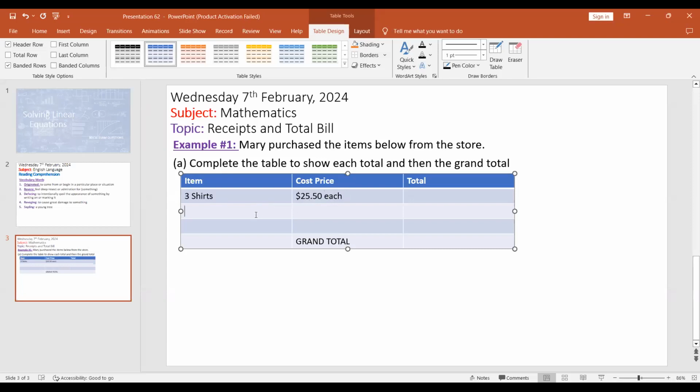And then we have 1 pair of tennis shoes, and that's gonna cost, how much do you think is the cost for 1 pair of tennis shoes? Anyone can estimate the price?